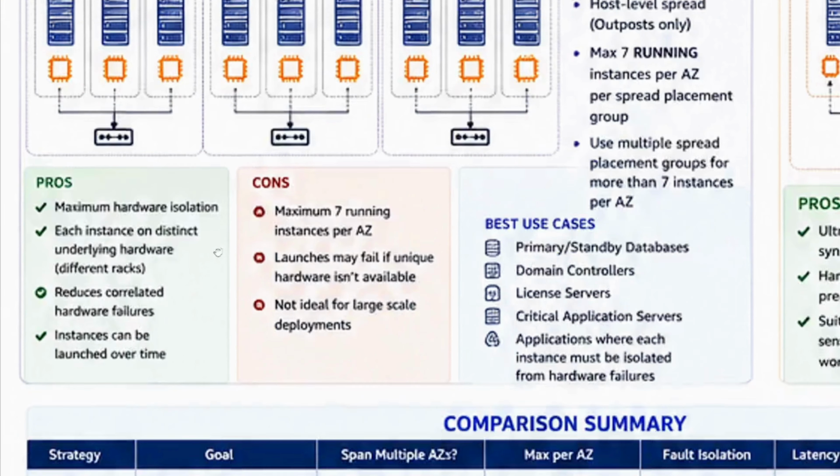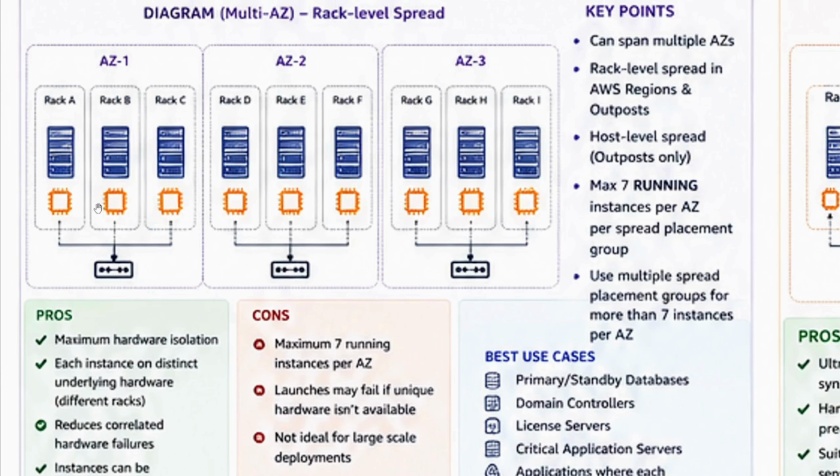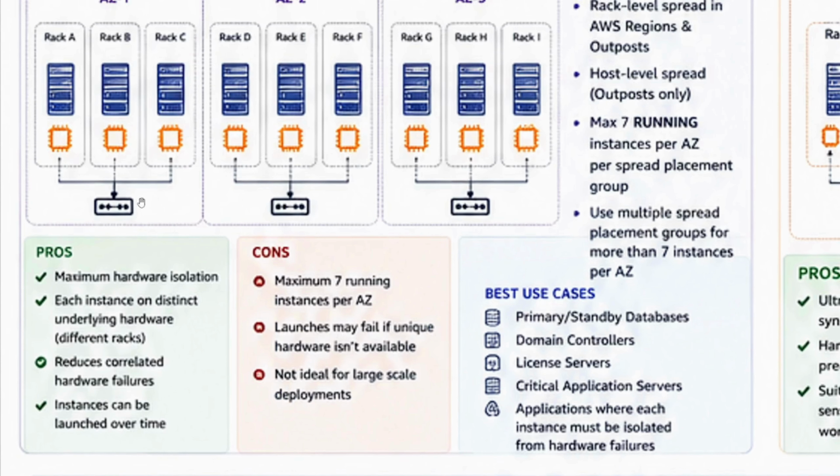So what are the advantages? Maximum hardware isolation, and the instances will be deployed on separate racks. So it reduces correlated hardware failure. If one whole rack goes down in a particular AZ, only one instance will be down. The other instances will still be up.